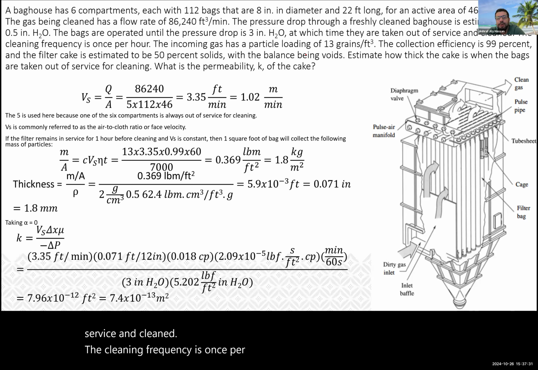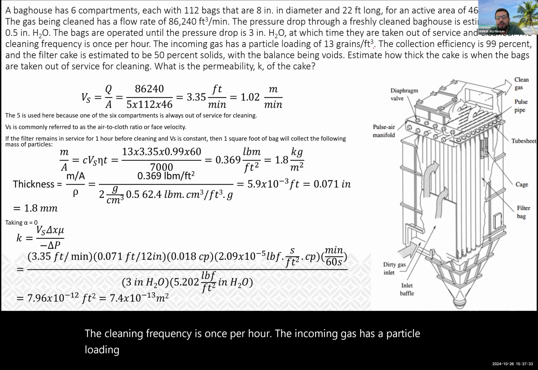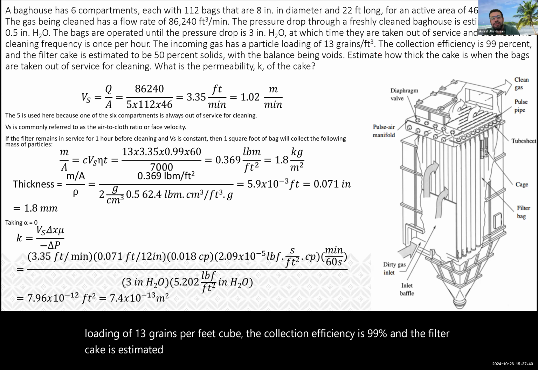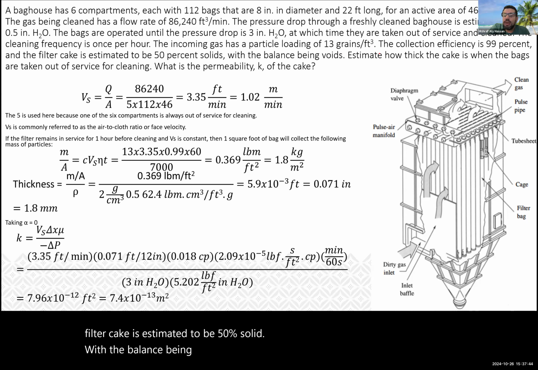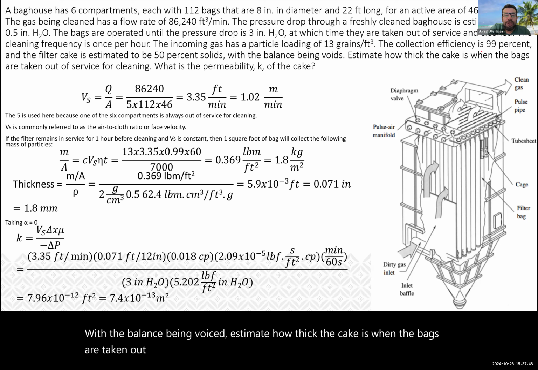The incoming gas has a particle loading of 13 grains per feet cubed. The collection efficiency is 99%, and the filter cake is estimated to be 50% solids, with the balance being voids. Estimate how thick the cake is when the bags are taken out of service for cleaning. What is the permeability K of the cake?